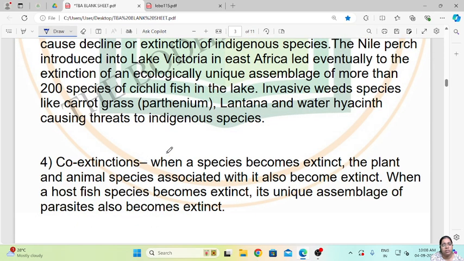Then co-extinction. When a species becomes extinct, the plant and the animal species associated with it also become extinct. When a host fish species becomes extinct, its unique assemblage of parasites also becomes extinct. So all the organisms in the ecosystem are interdependent on each other, which we can understand by the food chain. So if one organism from the food chain disappears, eventually there will be a destruction in the ecological cycle, and then it also extincts the other organism. So this is how co-extinction happens.